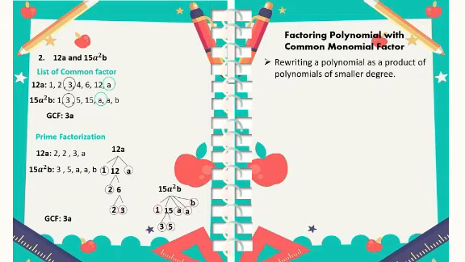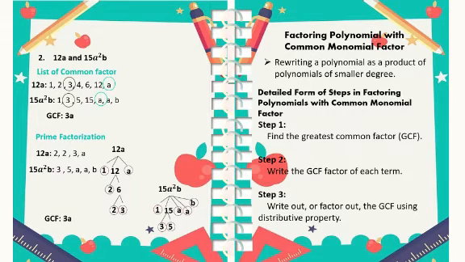Next, factoring polynomial with common monomial factor. We're going to rewrite a polynomial as a product of polynomials of smaller degree. The polynomials of smaller degree are what we call the factored form. So these are the detailed steps of factoring with common monomial factor. Step 1, find the GCF. Step 2, write the GCF factor of each term. Step 3, factor out the GCF using the distributive property.